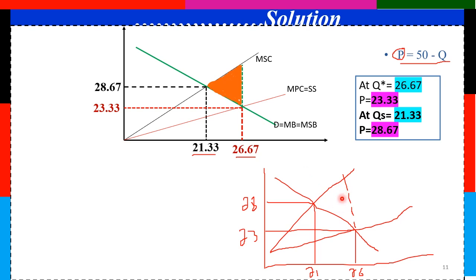This is the simplest way how you can draw the graph of the negative externality.